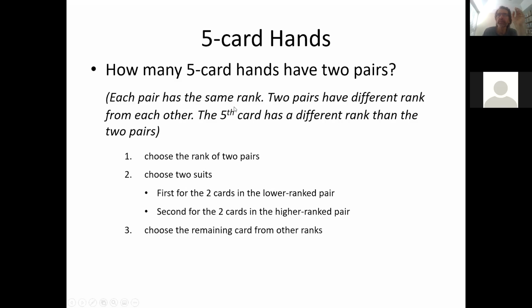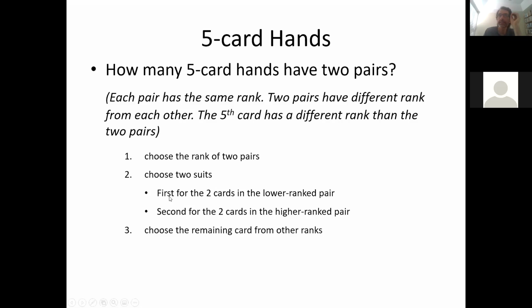So you first determine what's the rank of the first pair, what's the rank of the second pair. Then you choose 2 suits. Where first you have to choose the 2 suits that you have 2 ranks that you chose, right? You can order them. There's a lower rank and a higher rank, always.